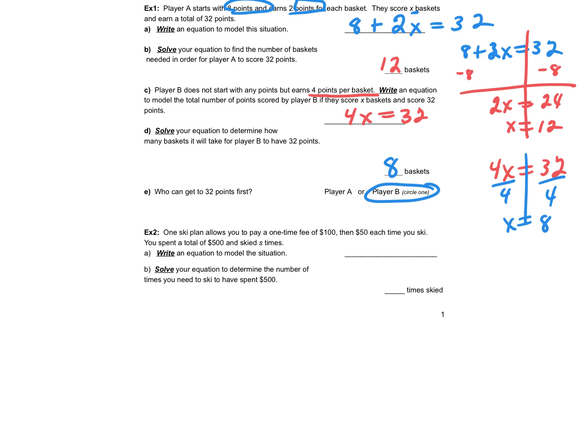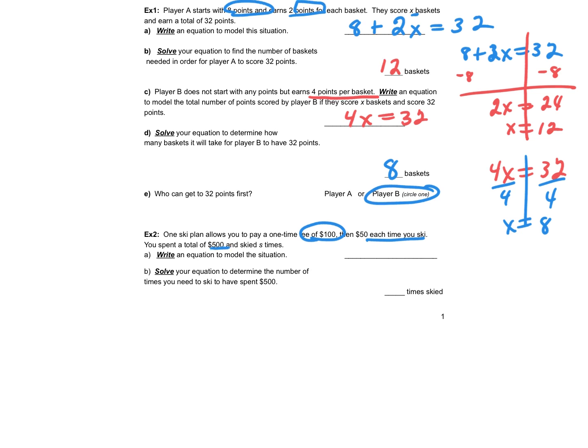Okay, now we're going skiing. One ski plan allows you to pay a one-time fee of $100 and then $50 each week. So your begin value is $100 and it increases $50 each week. And then your total is $500. So let's see. Your begin value is $100 and then it's 50s equals 500.